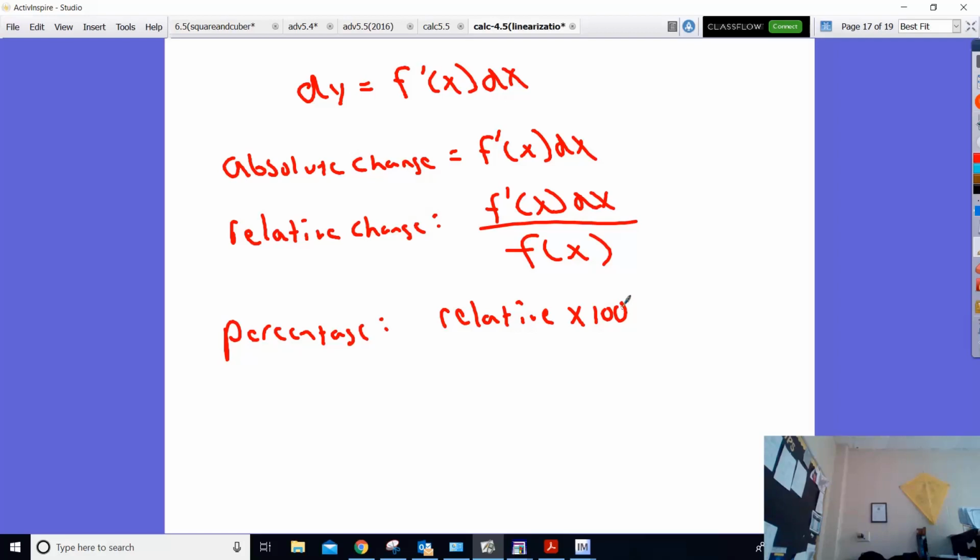Now we found the absolute change, it's 2 pi. We found the estimate of the absolute change. What we're going to do for the relative change is we're going to put that 2 pi over the original. So it's over the original. That was area, circumference.